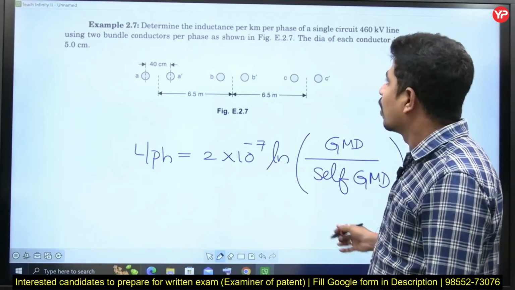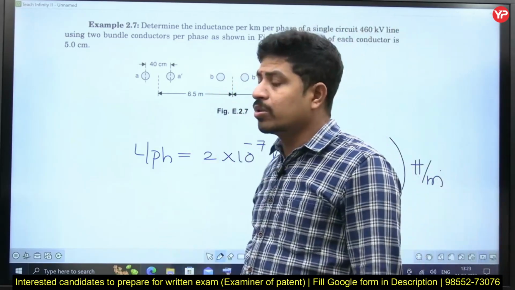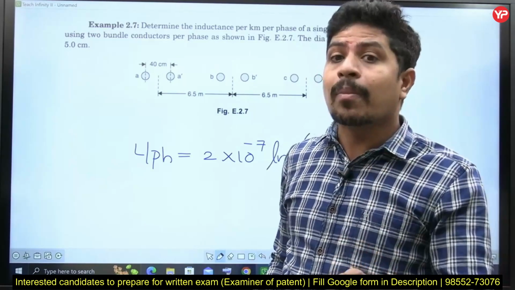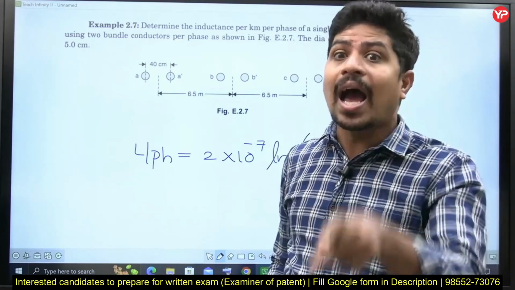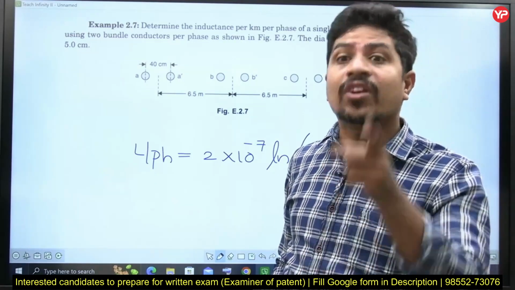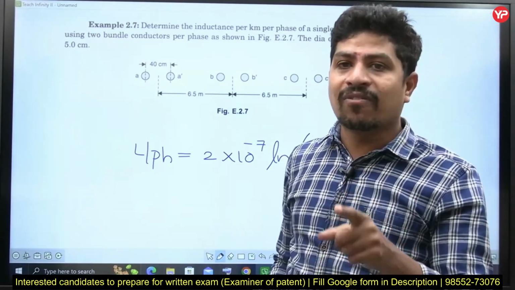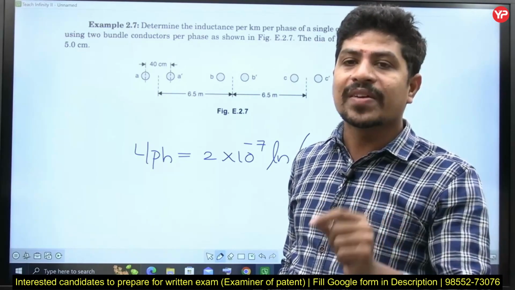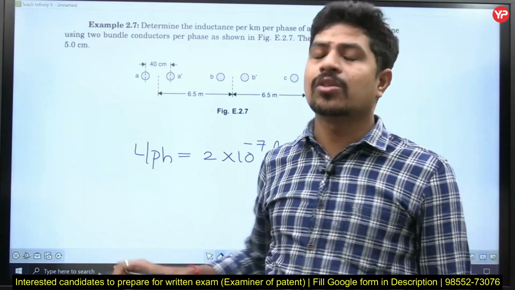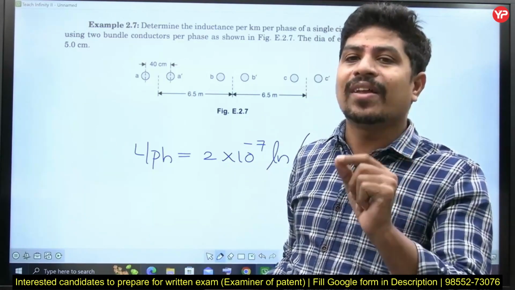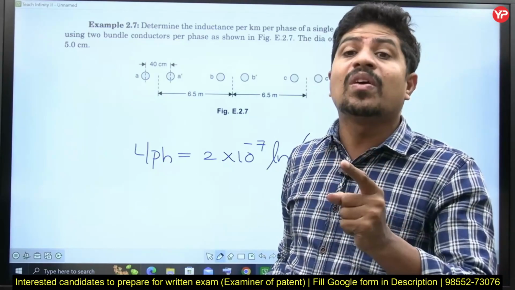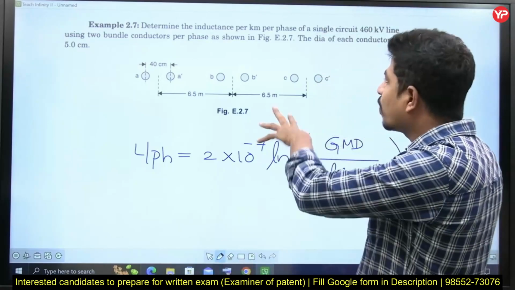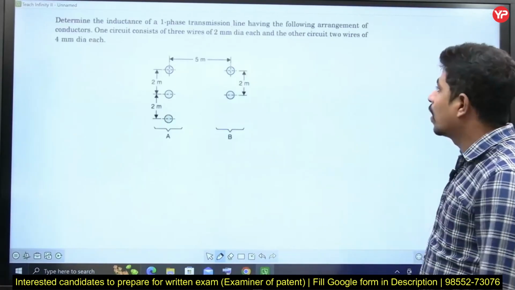This is how to solve the question. You must know how to find GMD, self GMD, GMR. In GMR, while calculating inductance, you have to take R dash, not R. What is R dash? It is the effective radius of the conductor over which self magnetic flux linkage occurs, that is 0.7788 R. You have to take only 0.7788 R, not the complete radius. But when you are calculating capacitance, you have to take the total radius, right? So this way you have to do this problem. Let's go to the next problem.